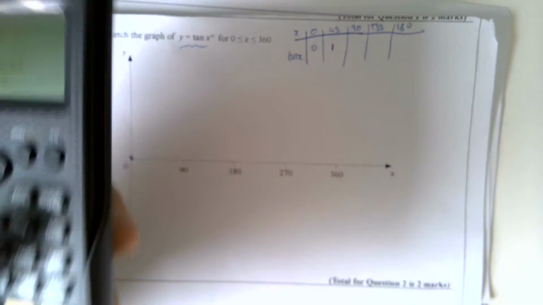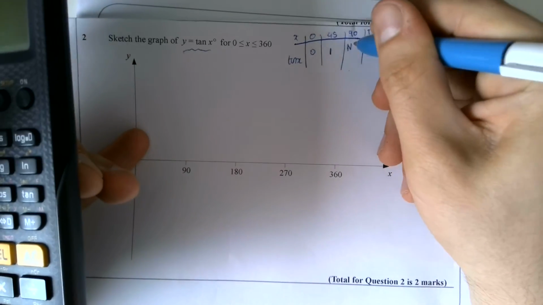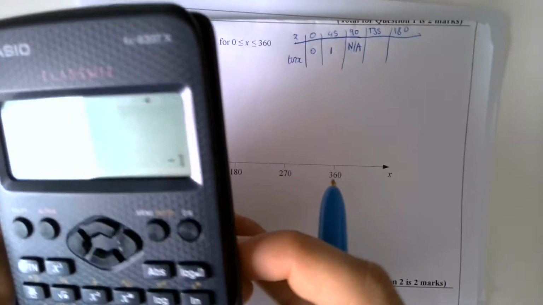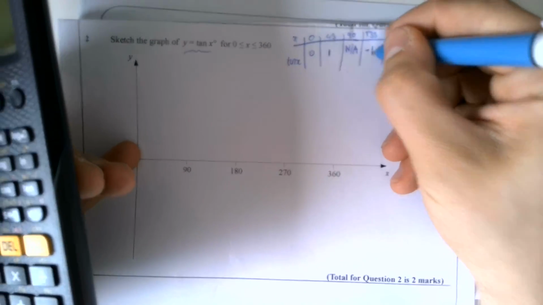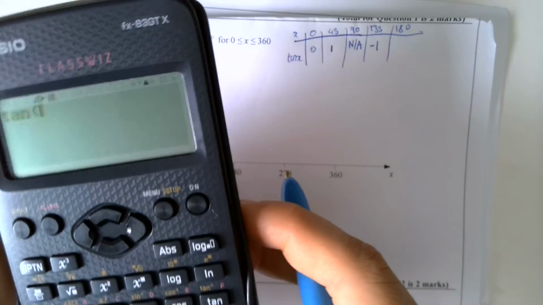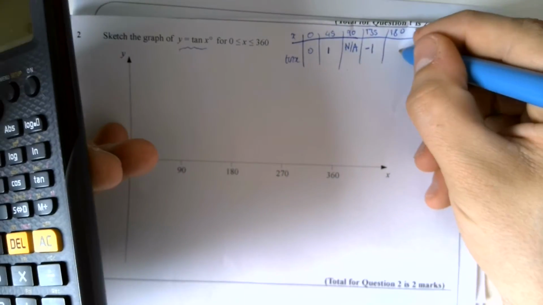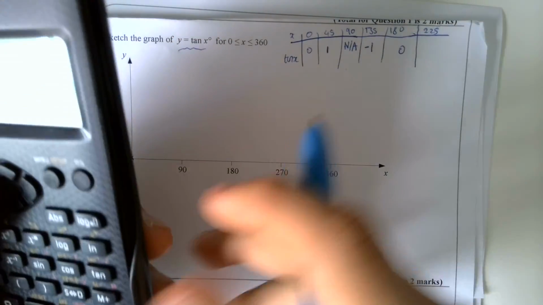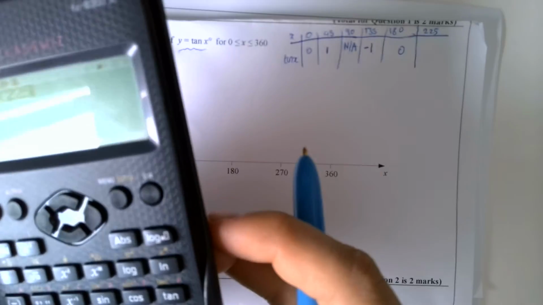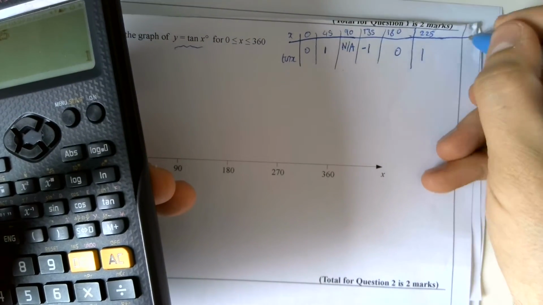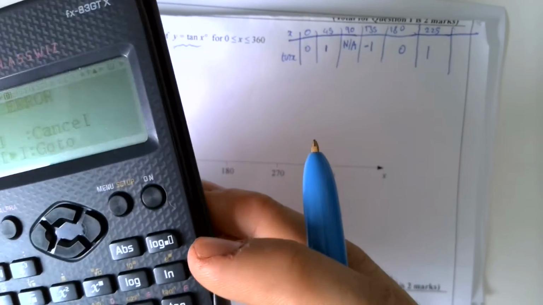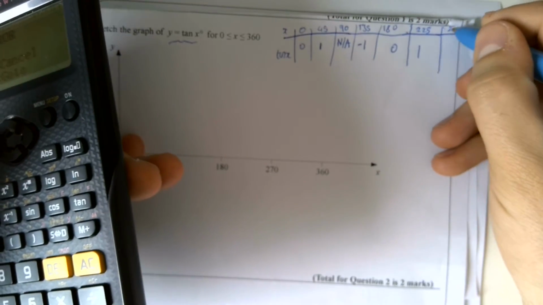Tan of 90, I get math error. That means it's infinitely big, so I'm just going to put an NA in there. Right, let's try tan 135. That's minus 1. Tan 180 is 0. Go a little bit further actually. Tan 225 is 1. And tan 270, again I get a math error.